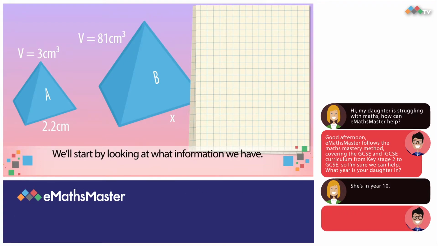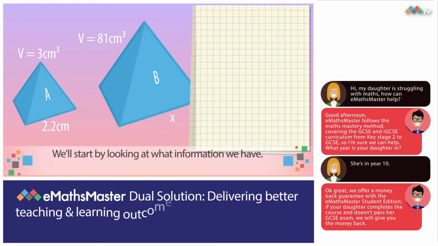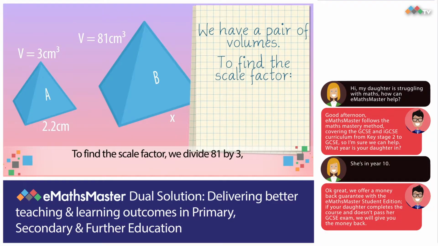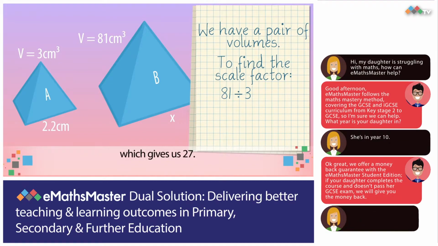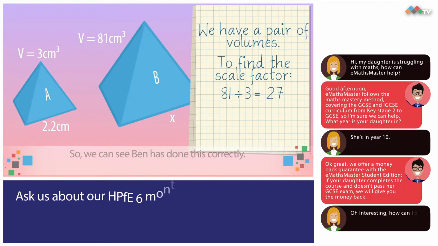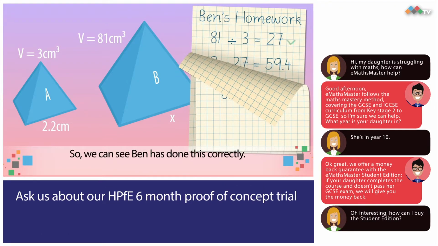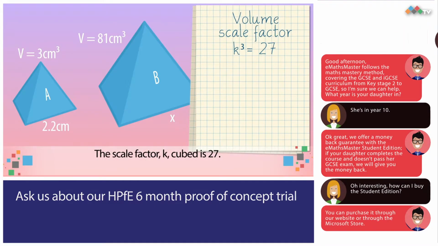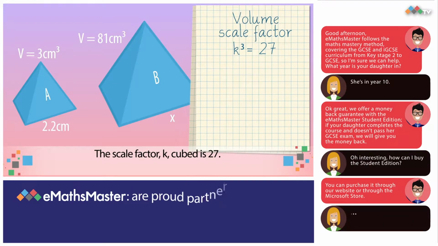We'll start by looking at what information we have. We can see straight away that we have a pair of volumes. To find the scale factor, we divide 81 by 3, which gives us 27. So we can see Ben has done this correctly. This is the volume scale factor. The scale factor K cubed is 27.